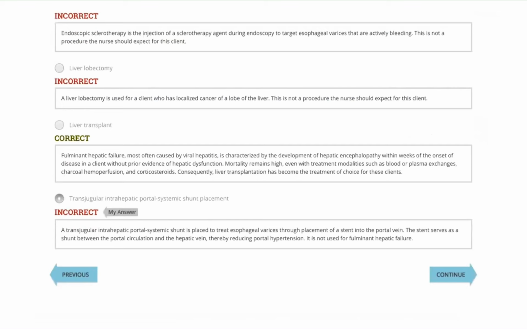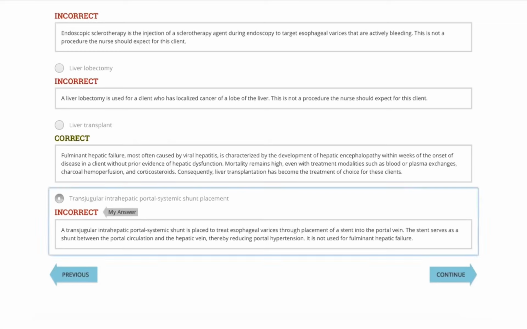However, you were not bad with transjugular intrahepatic portal system shunt replacement. I'll explain why it's not that answer in just a bit, but a transjugular intrahepatic portal system shunt is placed to treat esophageal varices specifically. Through placement of a stent into the portal vein, the stent serves as a shunt between the portal circulation and the hepatic vein, thereby reducing portal hypertension. Let me show you what that looks like.